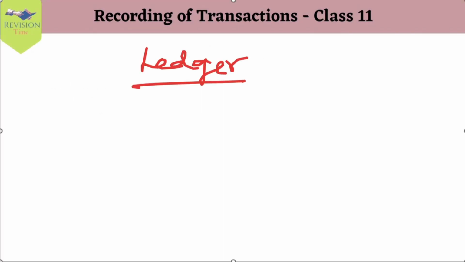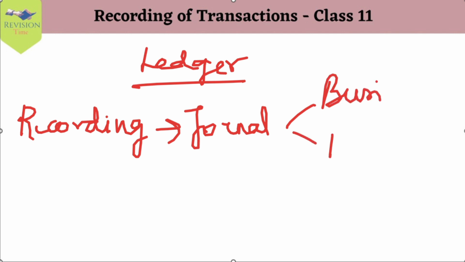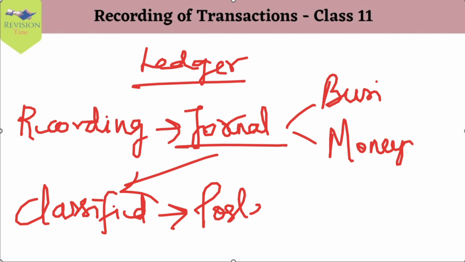Before we read the definitions and meaning, I'll give a brief about what is this ledger and how we record and classify the transactions in our ledger. In our previous videos, we have studied about recording of transactions in our journals, and we recorded only those transactions which were related to business and were expressed in monetary terms. Now, these journal entries are classified under particular accounts and then posted in ledgers.